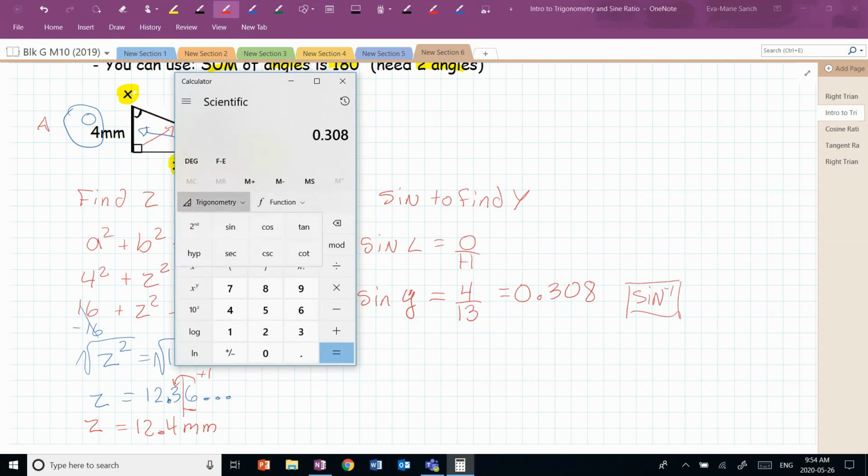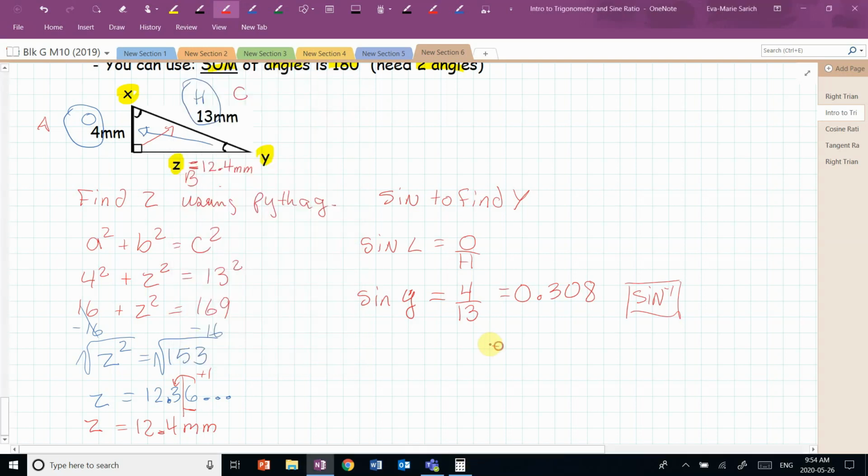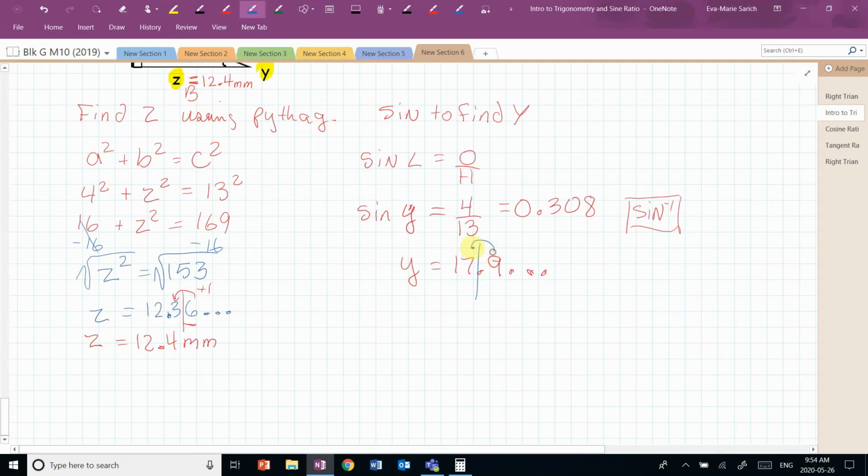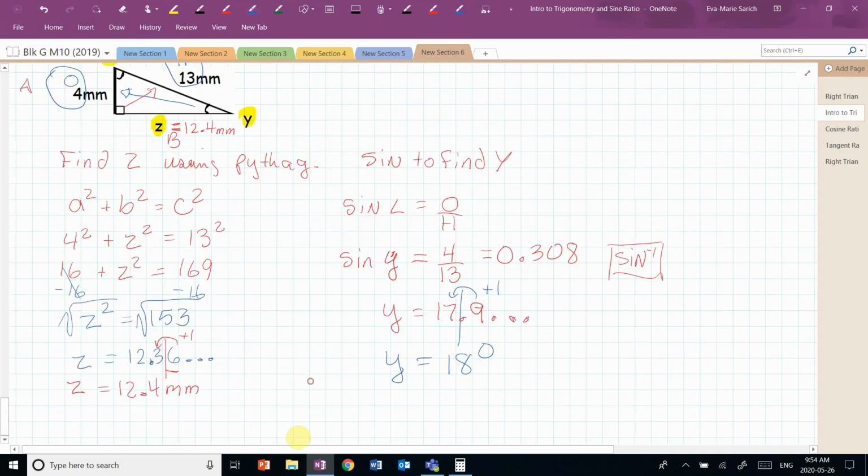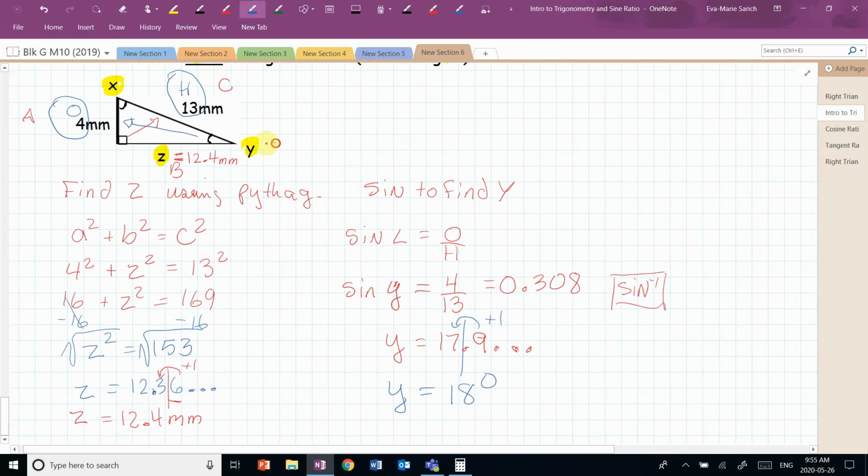And my trigonometry function: press second and then the inverse sine button, and that gives me 17.938. So Y is equal to 17.9... Remember, we're rounding off to a whole degree. So we're going to add 1, and Y is equal to 18 degrees. So we've got Y now being equal to 18 degrees.